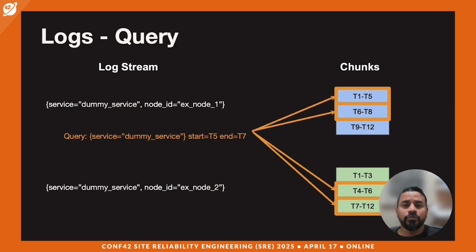Now, what if we need to query logs across multiple streams? Let's say we want logs from both example node 1 and example node 2. In that case, Loki will use the index to determine which chunks match our query, retrieve only the necessary chunks instead of scanning all the logs, then combine the results and display them in tools like Grafana.